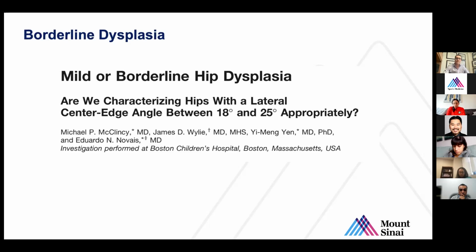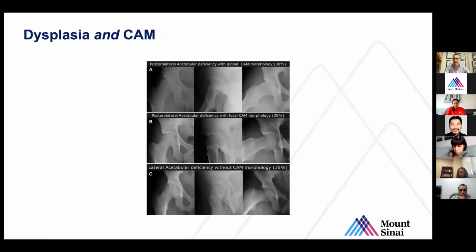So borderline dysplasia is that, and you can have all these different combinations, and this is what this is showing. You can have CAM with a borderline dysplastic hip. You can have CAM without a borderline dysplastic hip. So that's why I said you don't think of certain terms as definitely meaning that it's all encompassing. CAM just means a CAM morphology, an osseous bump on the femoral head neck junction. That's all it means. You can still have dysplasia and a CAM at the same time.